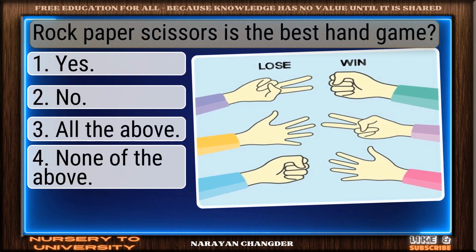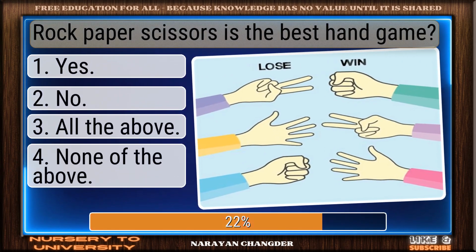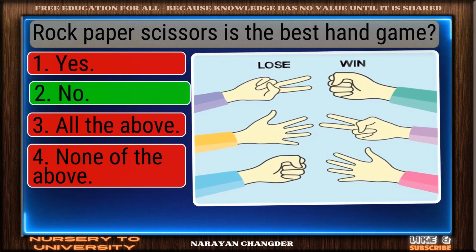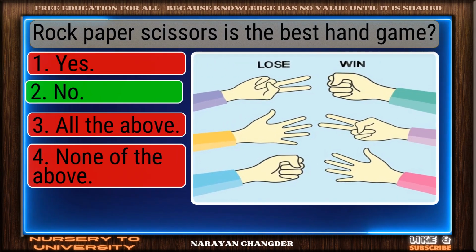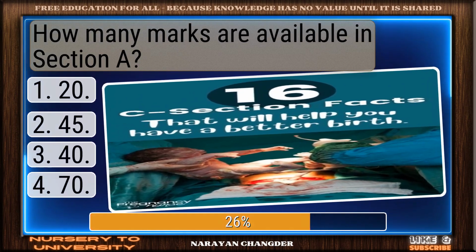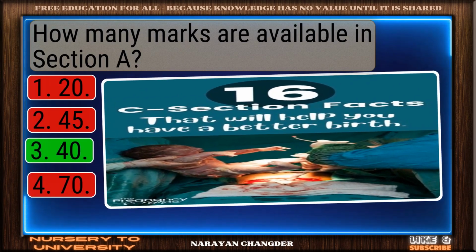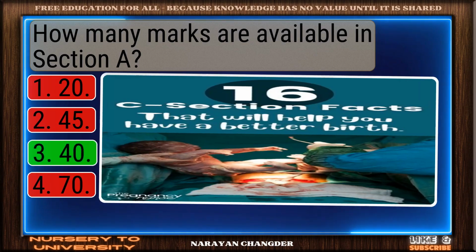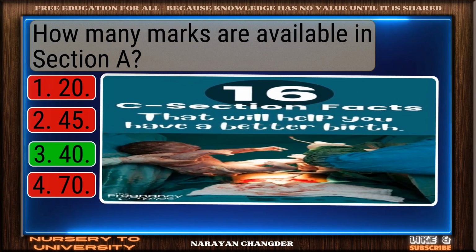Rock, paper, scissors is the best hand game. Nicely done. No is a solid answer. How many marks are available in Section A? Clear logic. Your choice 40 is sound and 100% true.